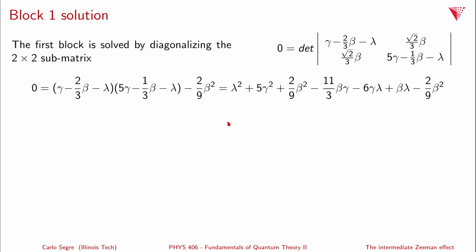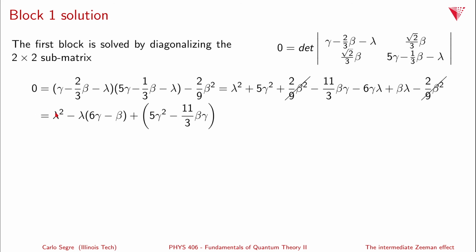I can now multiply this all out. I get lambda squared plus 5 gamma squared plus 2/9 beta squared minus 11/3 beta gamma minus 6 gamma lambda plus beta lambda minus 2/9 beta squared. And clearly this term and this term will cancel. That leaves us with 0 is equal to lambda squared minus lambda times 6 gamma minus beta plus the quantity 5 gamma squared minus 11/3 beta gamma.